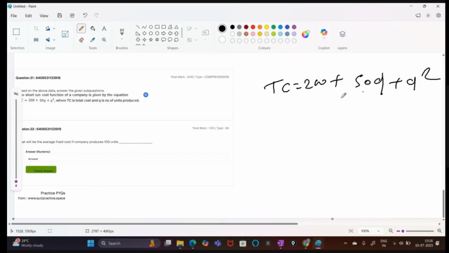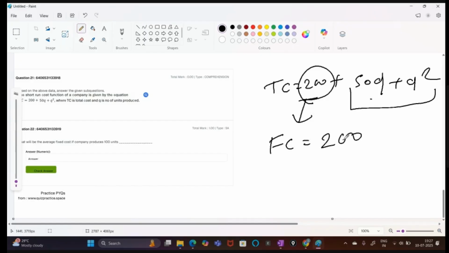So in this function, TC equals 200 plus 50Q plus Q square. What we can say is that 200 is not depending on Q, it will not change with respect to Q, but this factor will depend on Q and will change with respect to Q. However Q will decrease or increase, that term will change, right? But this one will not change. So this one is the fixed cost, FC equals 200, right? And this one is the variable cost, VC, right? So we will use VC for the variable cost and FC for the fixed cost.